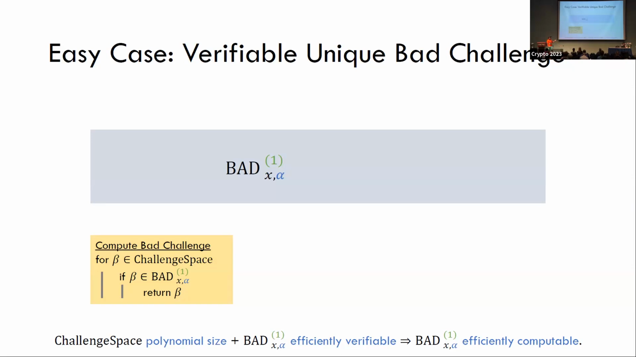And this is simply a brute force. We iterate over all elements in this challenge space and check if it's bad. The fact that the challenge space is polynomial size and bad is efficiently verifiable means that you can actually compute this bad challenge efficiently.